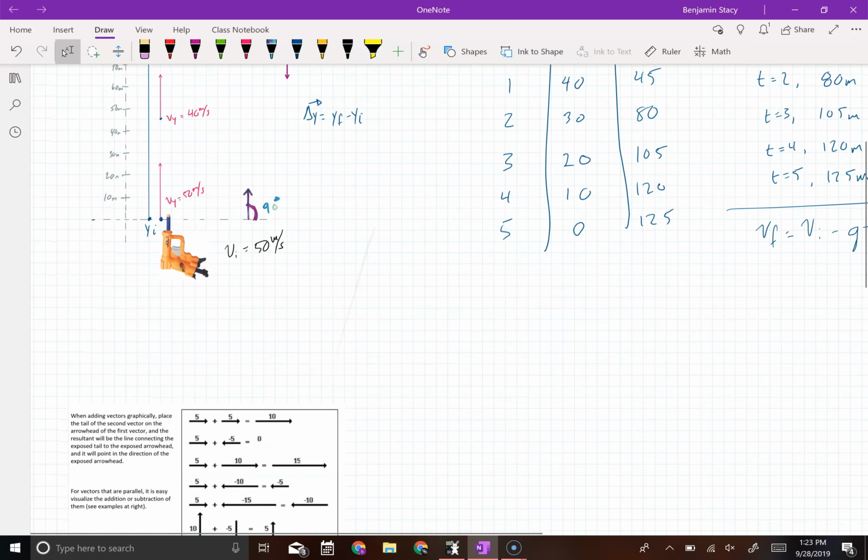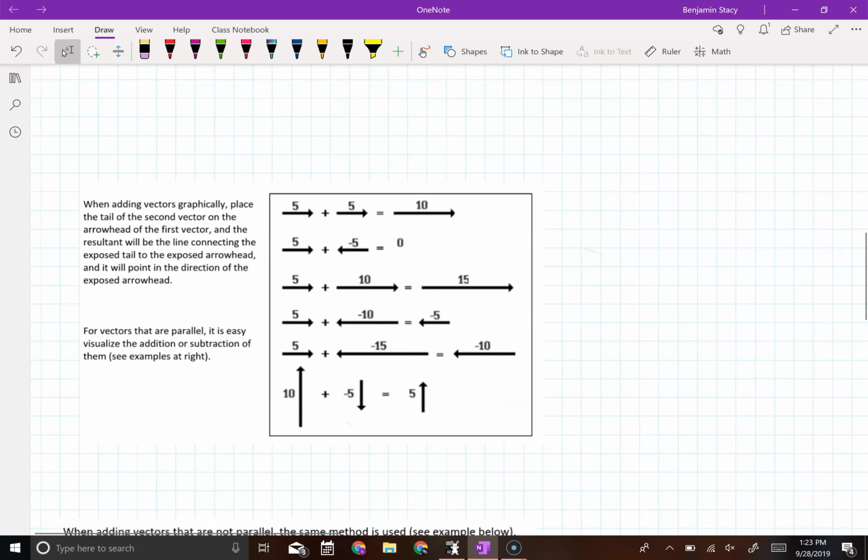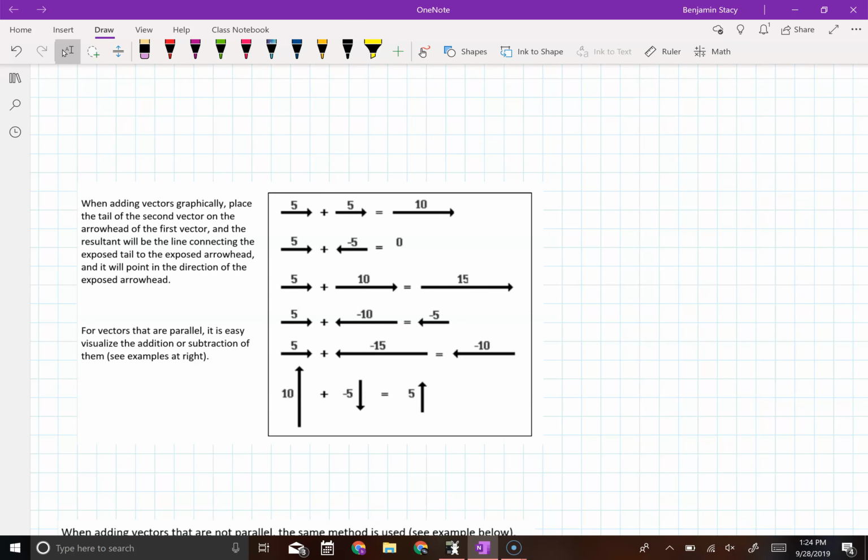So, adding and subtracting vectors. In the notes you'll see part of this, which is when adding vectors graphically, we always place the tail of the second vector on the arrowhead of the first one. If they're parallel or anti-parallel, so basically if they're both along the x-axis like these, it's really easy just to add them arithmetically, you get 10. If one is in one direction and one in the other, you use the minus sign to indicate it's in the other direction. You add those arithmetically, you get 0.